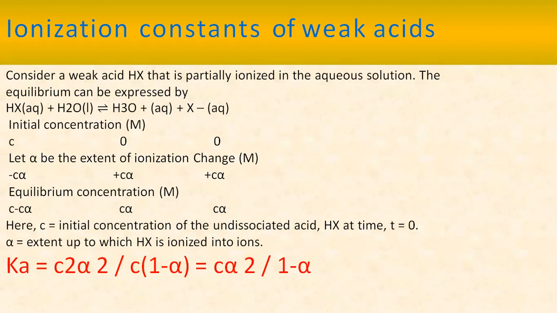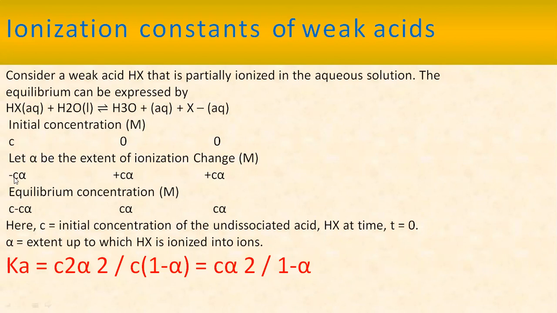For example, the initial concentration is C. And we know that before starting anything, the amount of product formed is always zero, because we start everything with zero. So the initial concentration of the acid is C, and for the products, that is 0 and 0. Let alpha be the extent of ionization change.